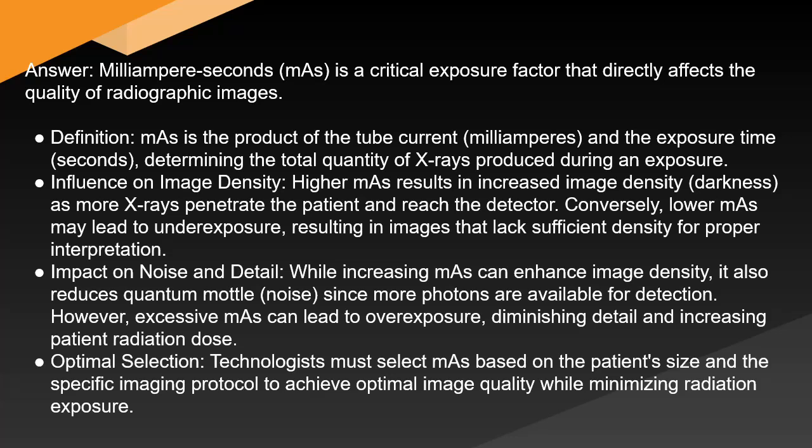Influence on image density. Higher mAs results in increased image density, or darkness, as more X-rays penetrate the patient and reach the detector. Conversely, lower mAs may lead to underexposure, resulting in images that lack sufficient density for proper interpretation. Impact on noise and detail. While increasing mAs can enhance image density, it also reduces quantum mottle noise, since more photons are available for detection. However, excessive mAs can lead to overexposure, diminishing detail and increasing patient radiation dose.